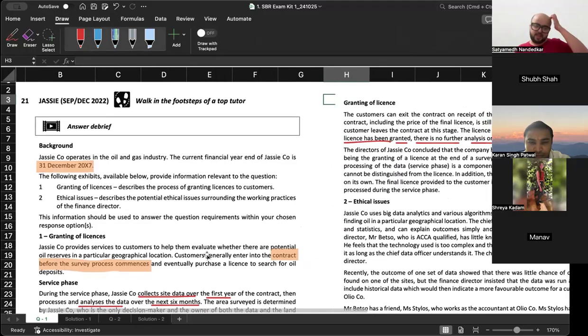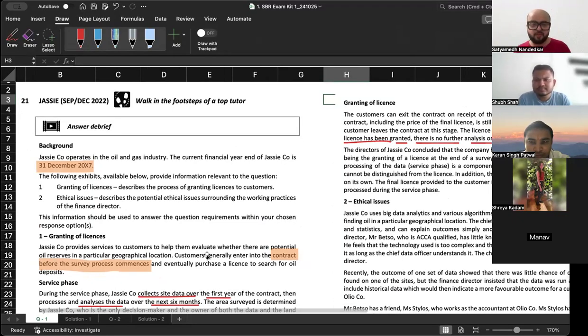Now, Jassie Company operates in the oil and gas industry. The current financial year end of Jassie Company is 31st of December 2007. The following exhibits available below provide information relevant to the question. Granting of licenses describes the process of granting licenses to customers. Ethical issues describes the potential ethical issues surrounding the working practices of the finance director.